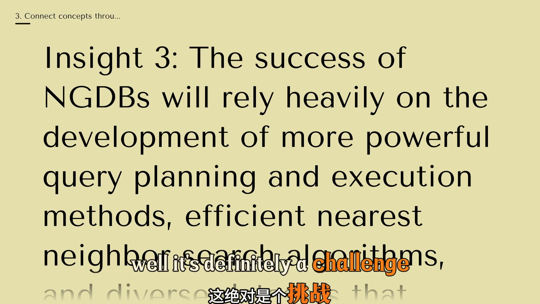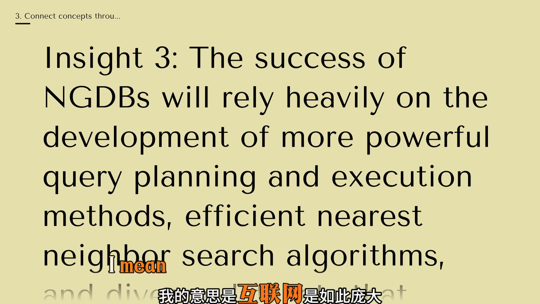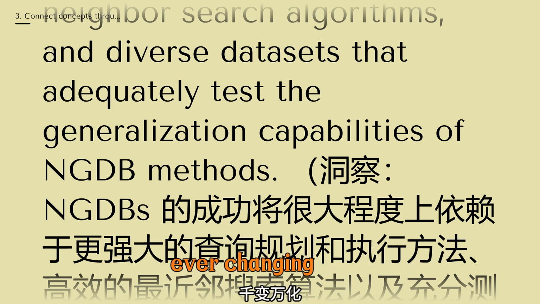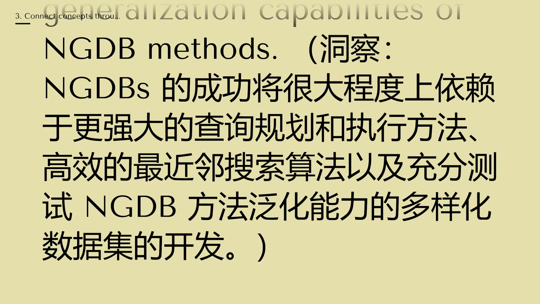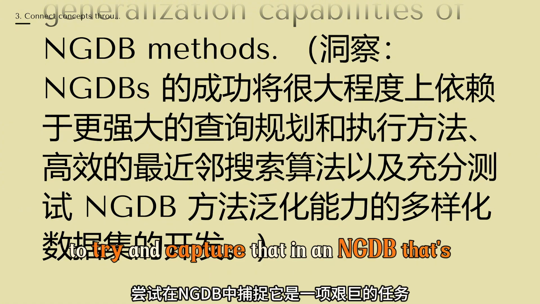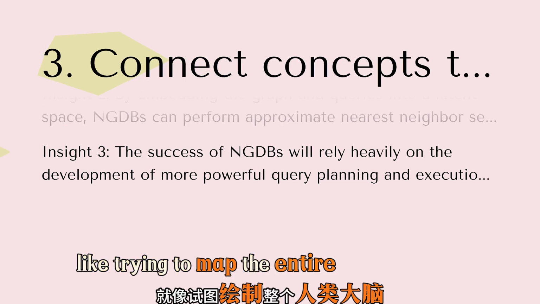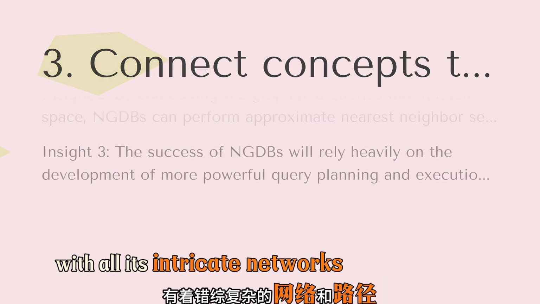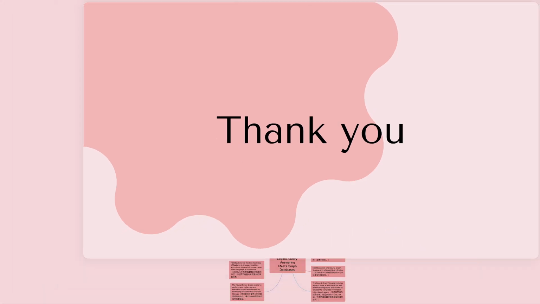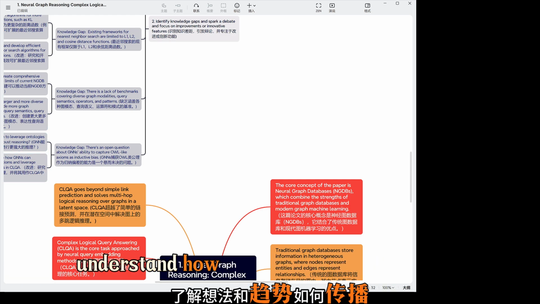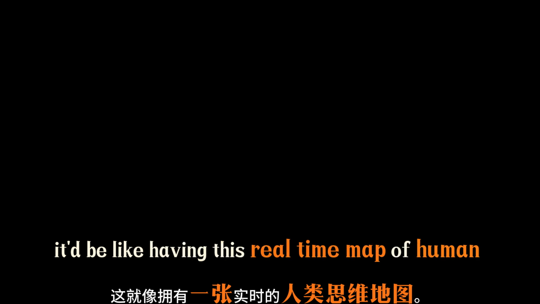Well, it's definitely a challenge, daunting and exciting at the same time. I mean, the internet is this massive, ever-changing thing. Billions of nodes and connections constantly forming and dissolving. To try and capture that in an NGDB, that's a huge task. Like trying to map the entire human brain with all its intricate networks and pathways. Exactly, but think of the potential. We could trace the flow of information, identify key influencers, understand how ideas and trends spread. We could gain insights into everything: consumer behavior, political movements, the spread of misinformation. It'd be like having this real-time map of human thought and interaction.